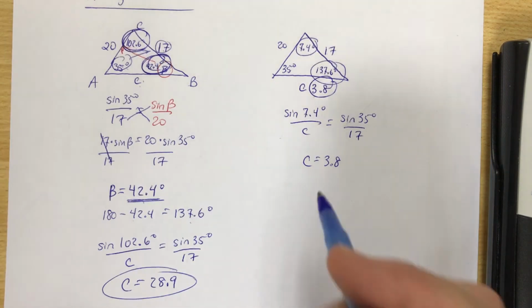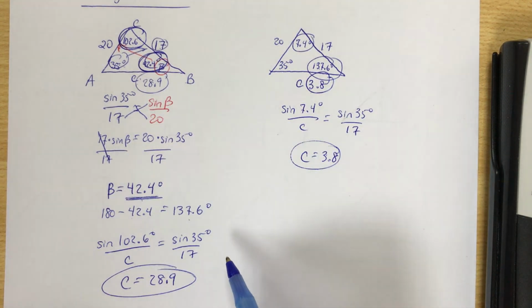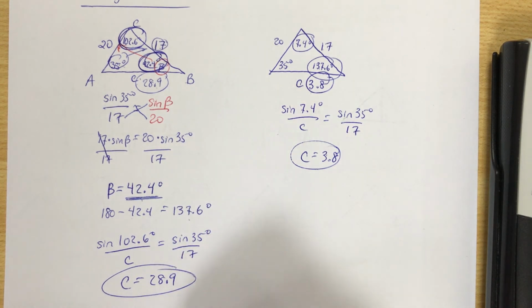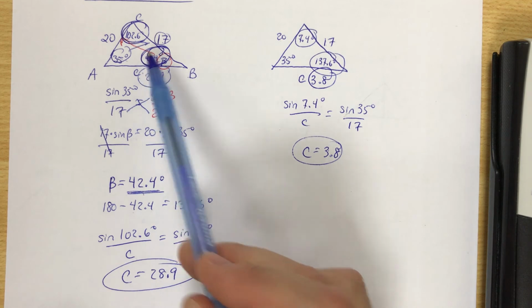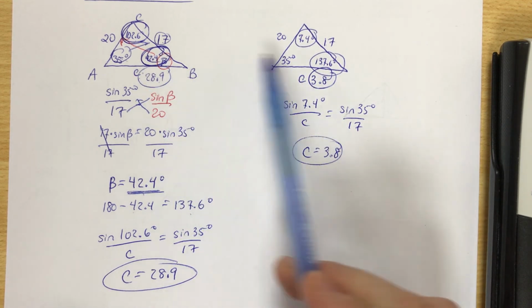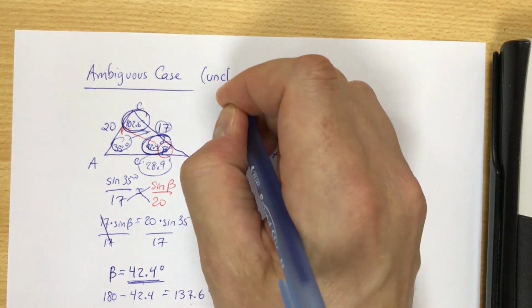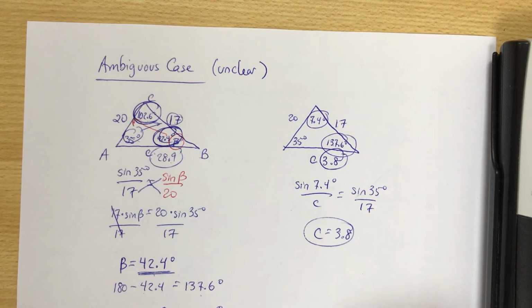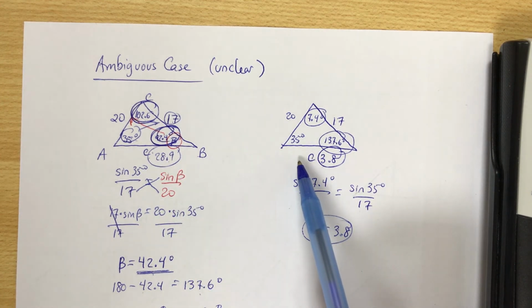Does that work? Well, if I go back to my picture here, my sides are 20, 17, and 28.9. If I add the two shorter sides, is it greater than 28.9? Yes, it is. Okay, so here's what happens. We actually have two possible solutions to this problem. The reason it's called ambiguous means unclear. Now, it doesn't happen a lot, but it is a case where we have an unclear situation. You have to be aware that this is a possibility.